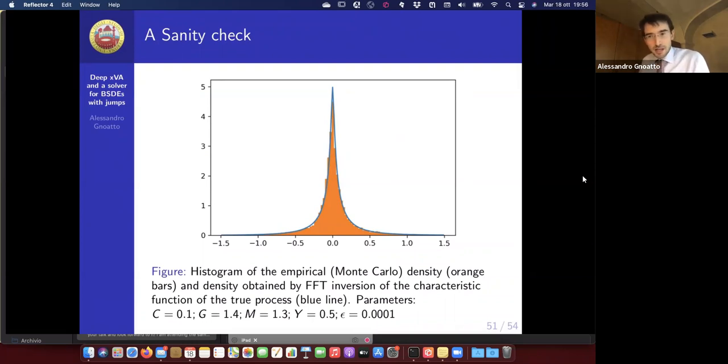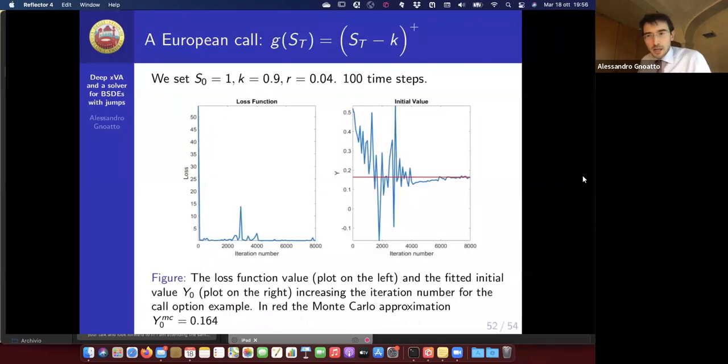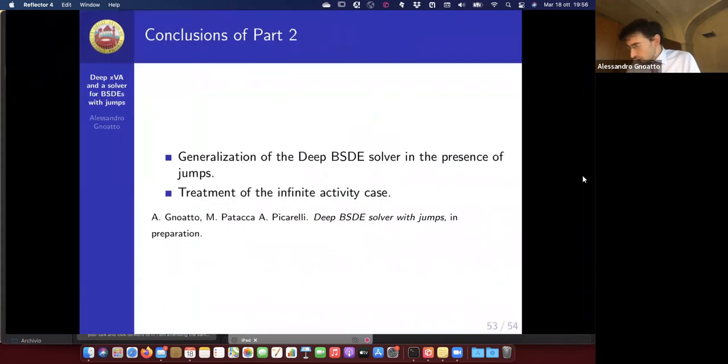Once I have this jump diffusion approximation, I can try to approximate an option price on a CGMY process. And again, we get encouraging results. The red line was computed with the true CGMY process using the inversion of the fast Fourier transform. So in this way, we are able to tackle also the infinite activity case. What we did in part 2 essentially was generalizing the algorithm of Han and Jentzen to the case where we have jumps of finite but also of infinite activity.